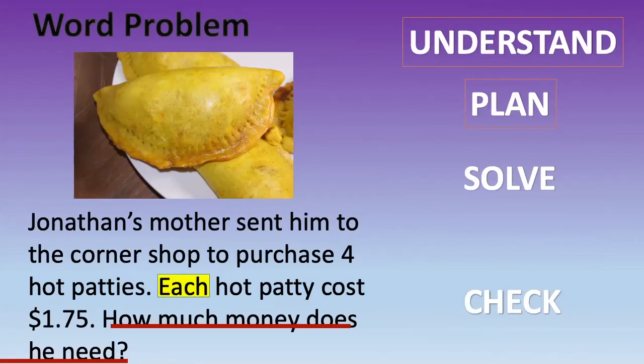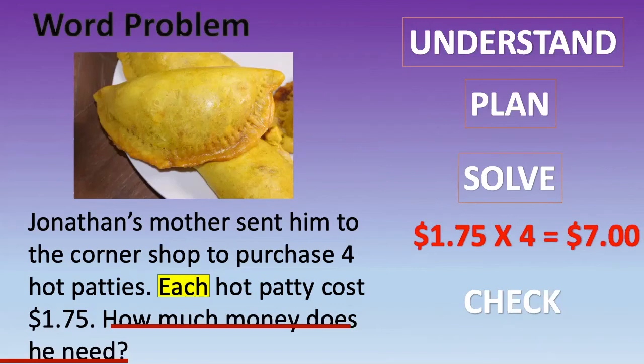Now that we know we need to multiply to solve this problem, we begin to solve. We multiply $1.75 by 4 and we should get $7. Now, we're not done yet. We must always check our answer. And to check the answer to a multiplication problem, we can use the inverse operation, which is division. You're doing an awesome job.